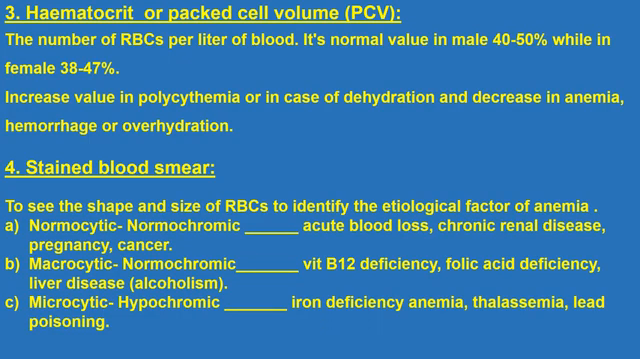The last case, microcytic hypochromic. In this case, the RBC appear smaller in size with low levels of hemoglobin content. In these cases, the causes are iron deficiency anemia, thalassemia, and lead poisoning.